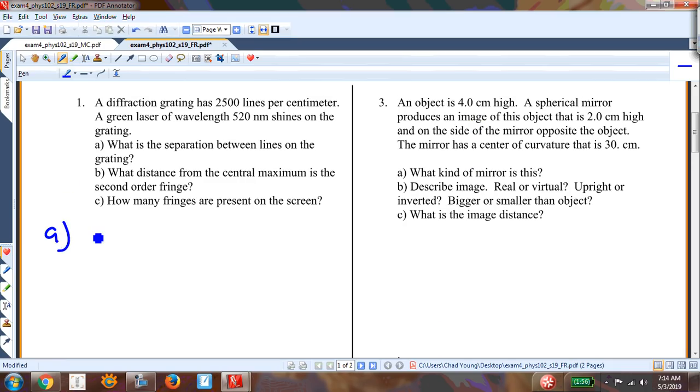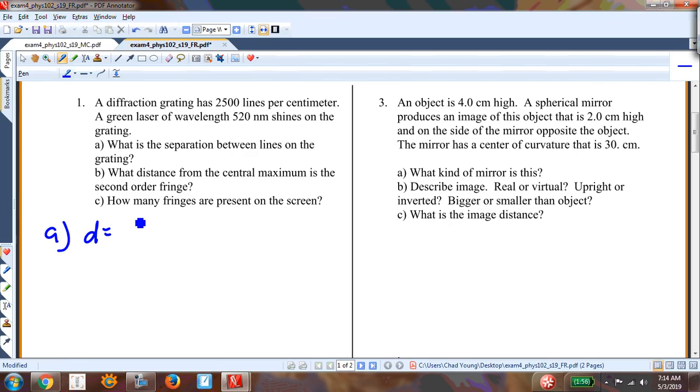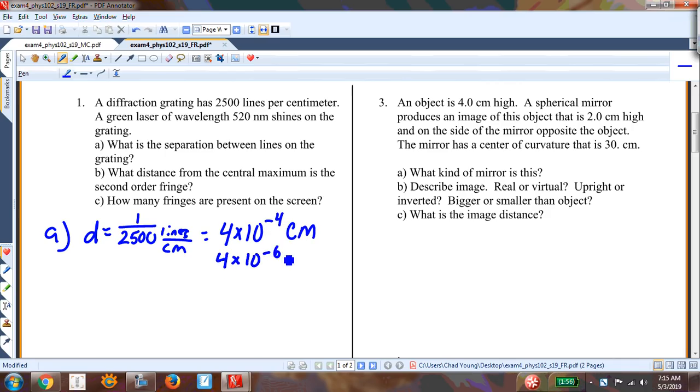So my separation d is going to be the inverse of the 2,500 lines per centimeter. So 1 over 2,500 lines per centimeter. That'll give me the number of centimeters per line. So that's 4 times 10 to the minus 4 centimeters, or 4 times 10 to the minus 6 meters, so 4 microns.